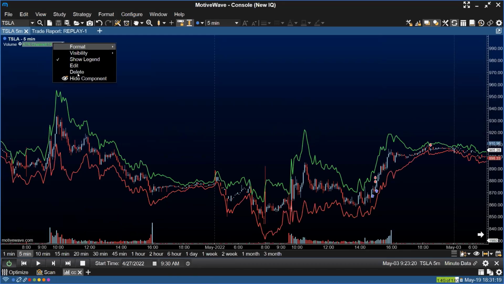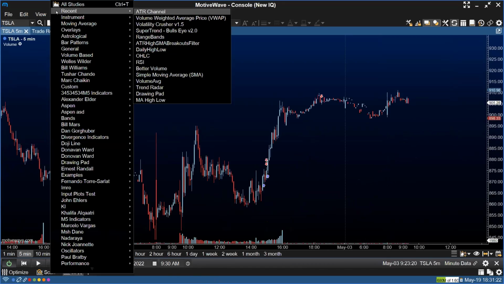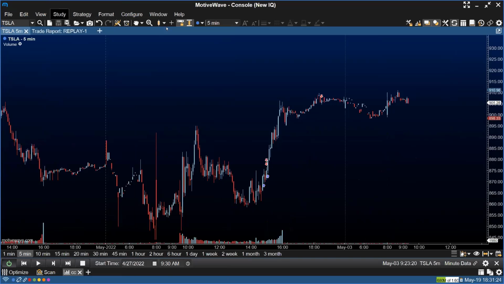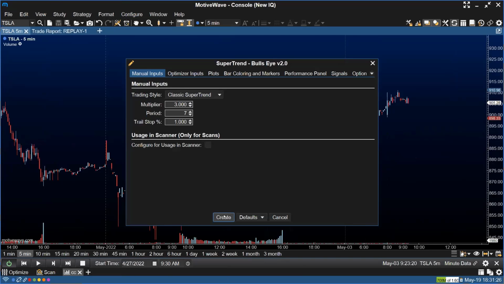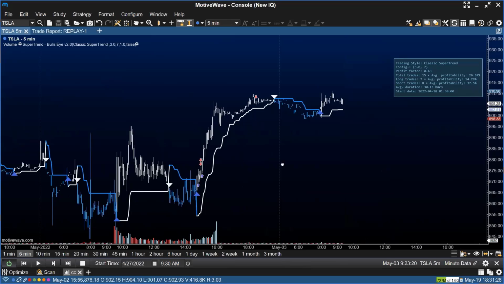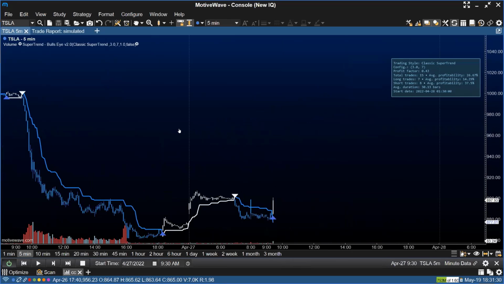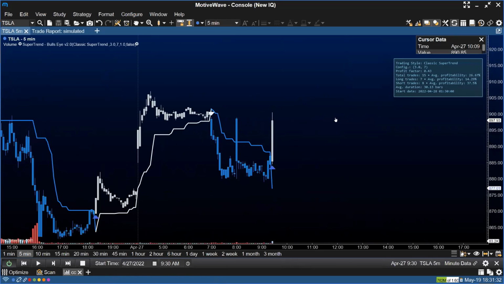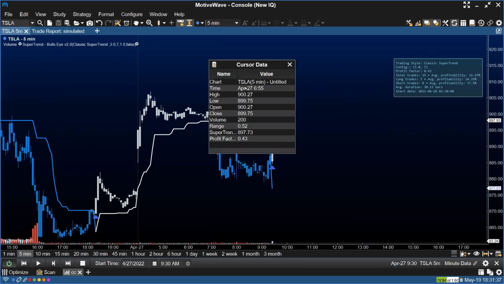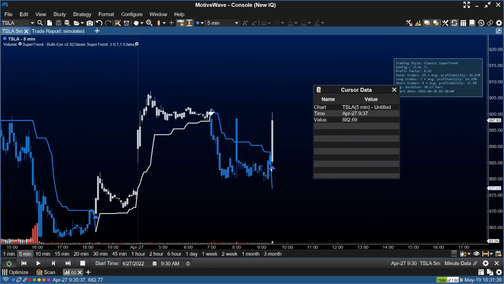So this is a common question. With Supertrend Bullseye version 2.0, how can you build a strategy with the strategy builder around it? So depending on the indicator you're building your strategy around, there's always important considerations. And one thing you want to make sure you do is just check in the cursor data window to see what are the plots that this indicator is generating.